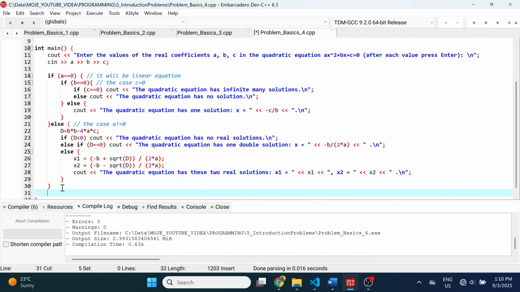Finally, the program ends. As before, the return statement is optional, so it can be included or left out.